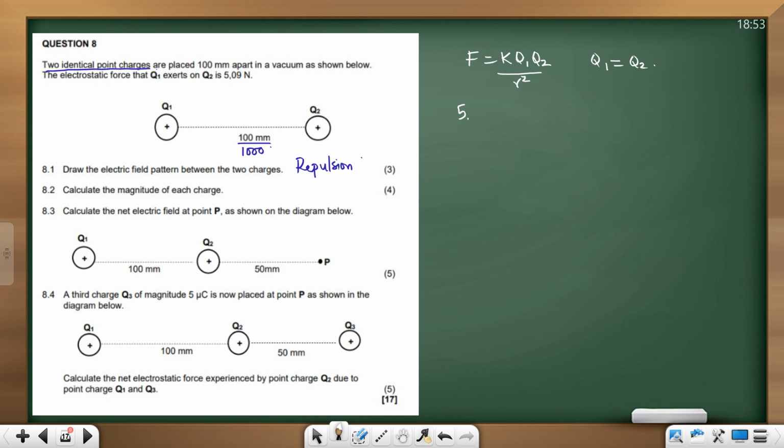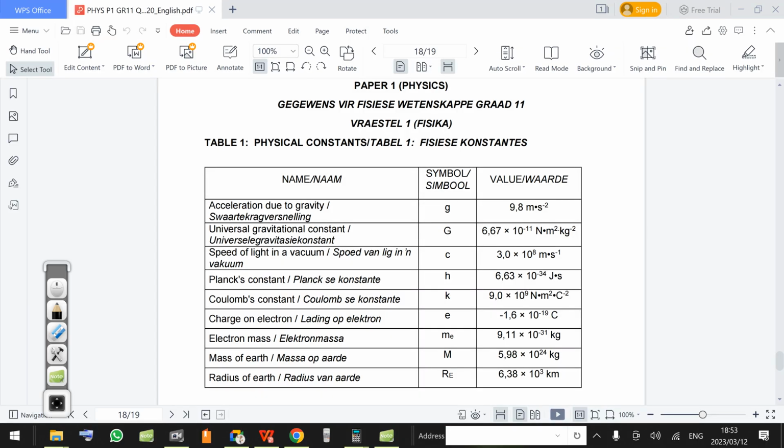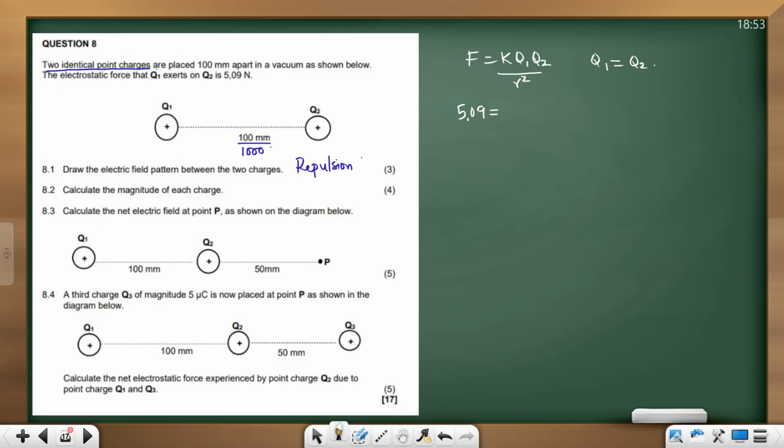So what do we have? 5,09. Now again, on your formula page, let me show you where you get your K from. Do you see there? Coulomb's constant, 9 times 10 to the power 9. Please use your formula page. 9 times 10 to the power 9. This is Q squared because they are identical. Now, what will this be? 100 divided by 1,000 will give us 0,1.